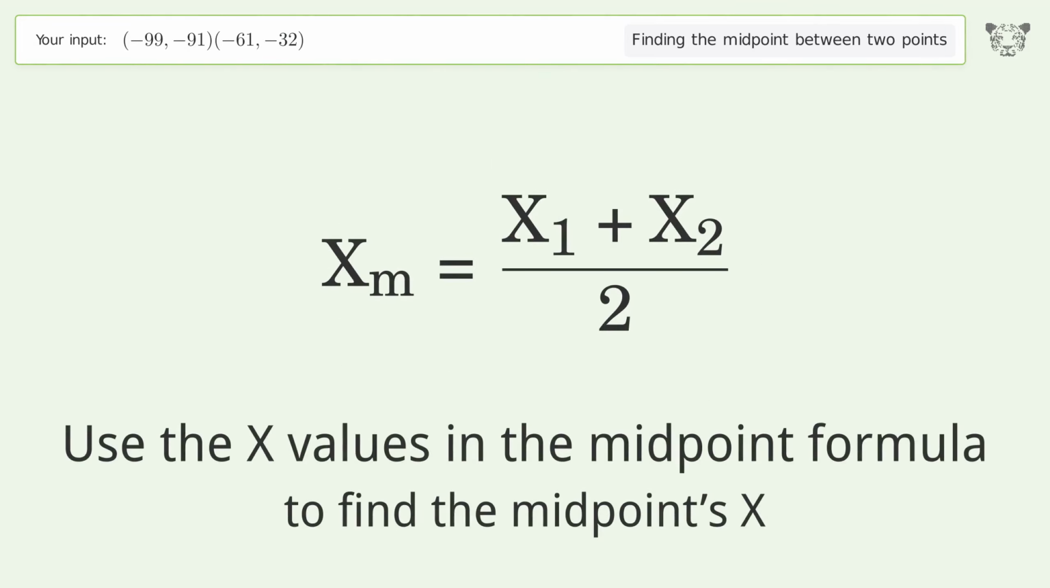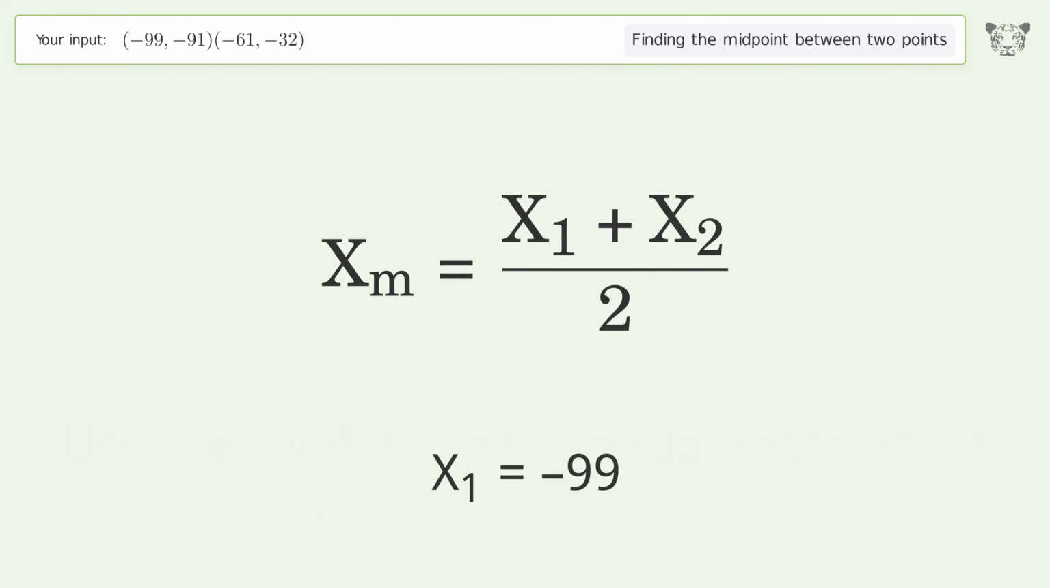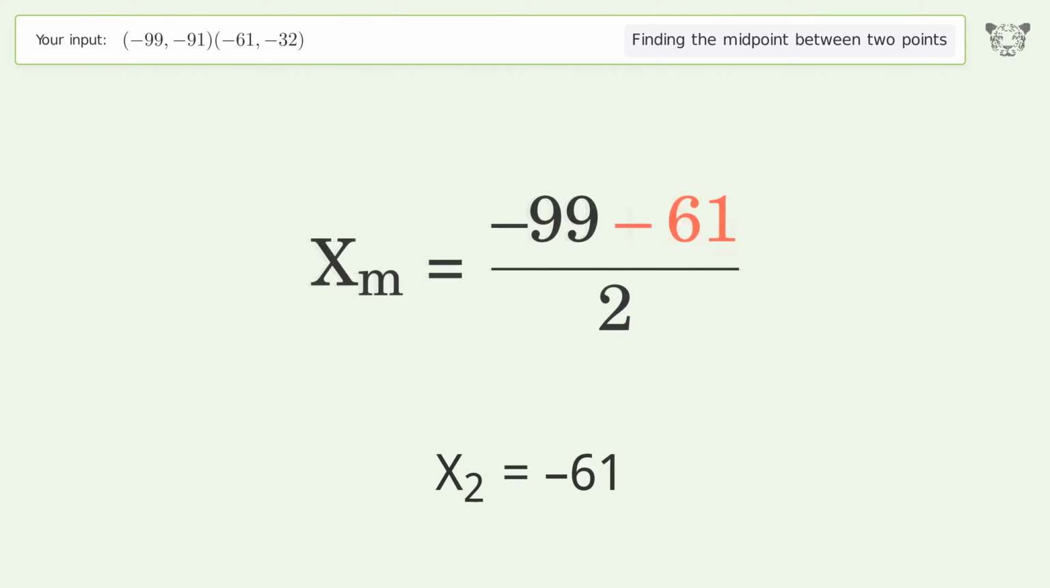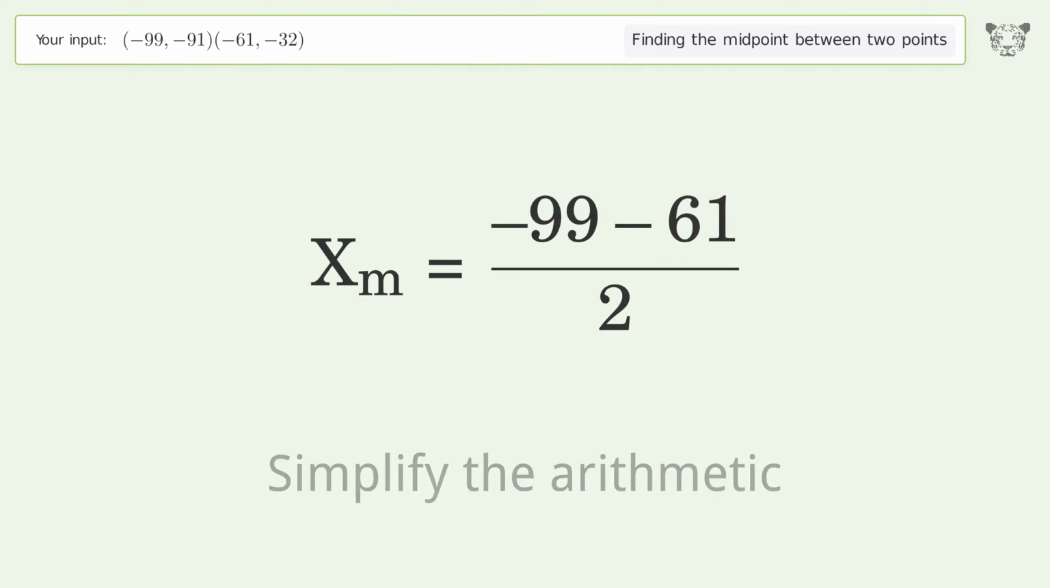Use the x values in the midpoint formula to find the midpoints x. x1 equals -99. x2 equals -61. Simplify the arithmetic.